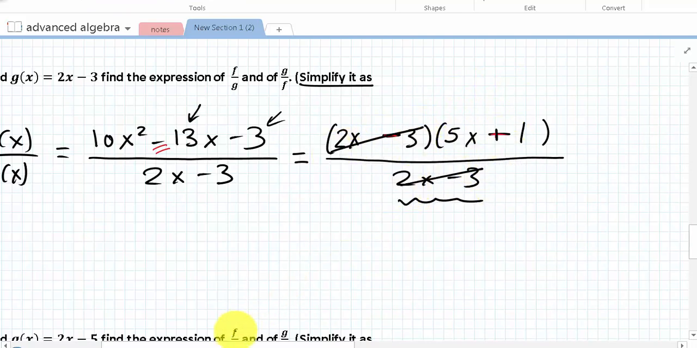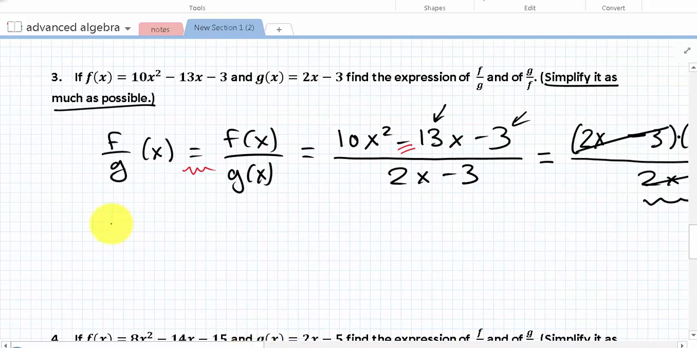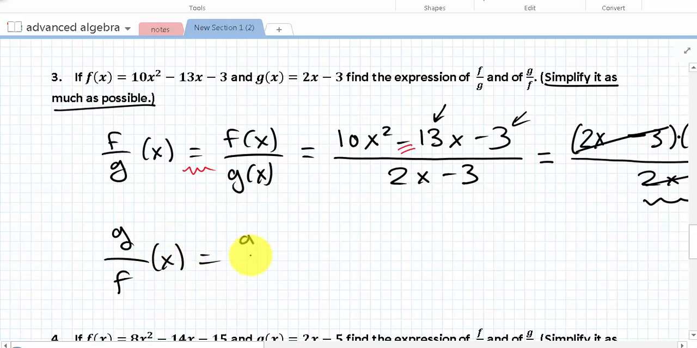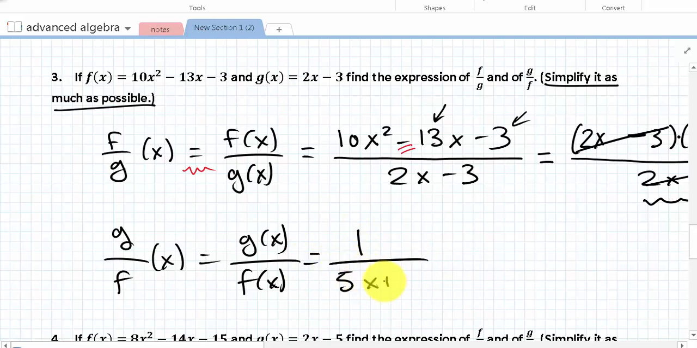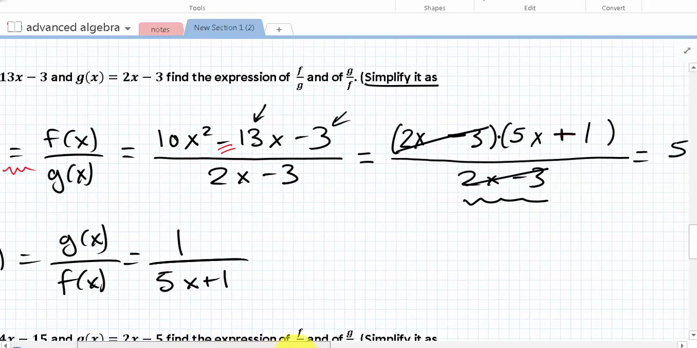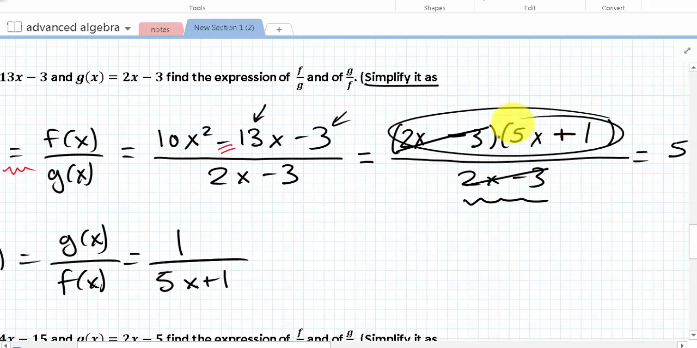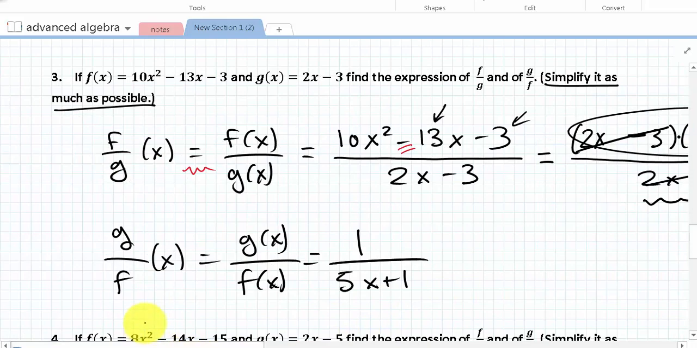Actually, I can simplify a common factor. I do have a common factor here. And so it is 5x plus 1. Well, guess what? Of course, if you do g over f, then you will find the other one. This is g of x over f of x, right? And so it's going to be 1 over 5x plus 1, of course. Okay, the procedure will be the same and the simplification will be the same, except that this would be at the denominator now.